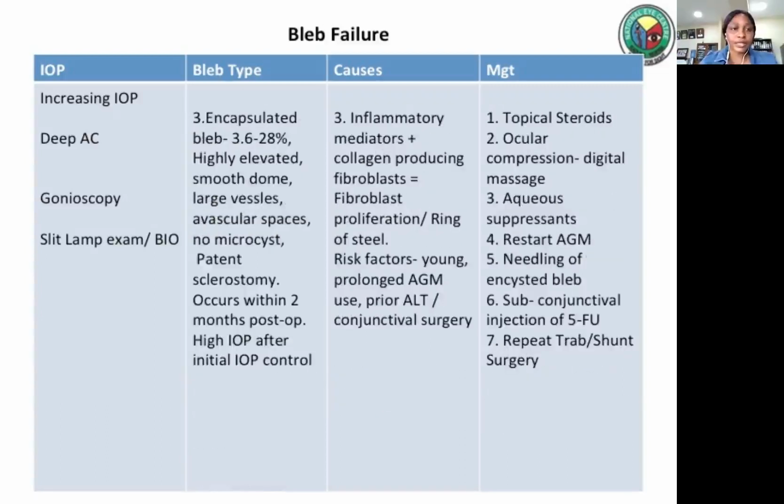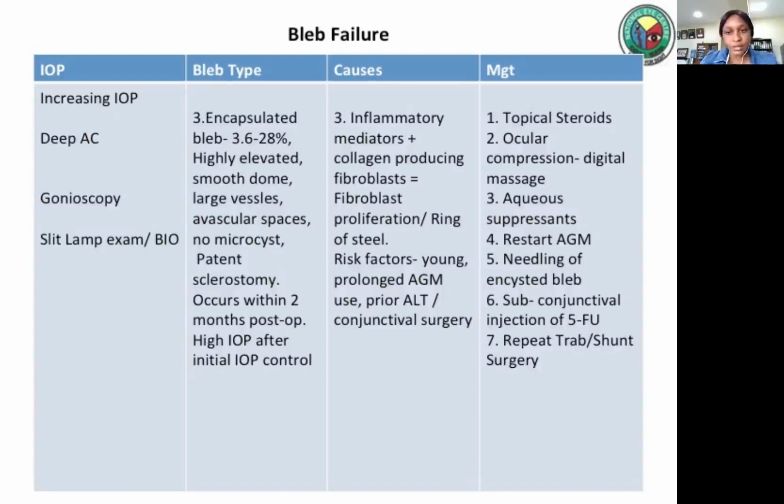Now, you examine the patient and you see an encapsulated bleb. In comparison with the vascularized, which is a flat bleb, the encapsulated is raised, dome-shaped, but highly vascularized with no microcysts. And with gonioscopy, you see that there's a patent sclerostomy. In this case, it means that the problem is at the subconjunctival episcleral level. And here you will see that there's a ring of steel. Now, this usually happens before 2 months after trabeculectomy.